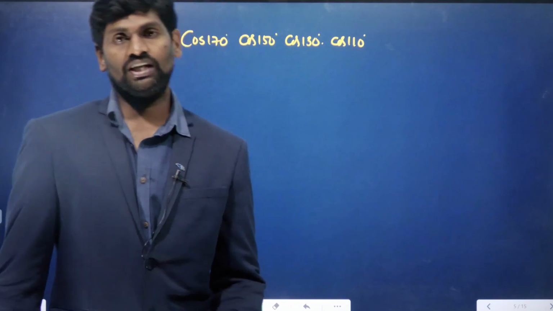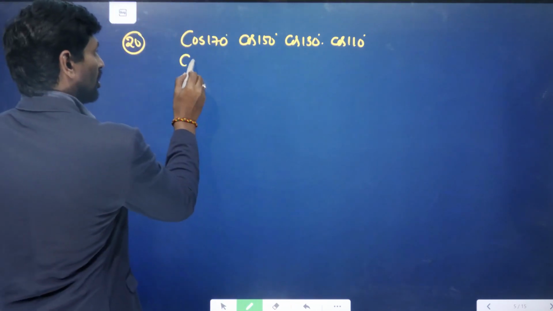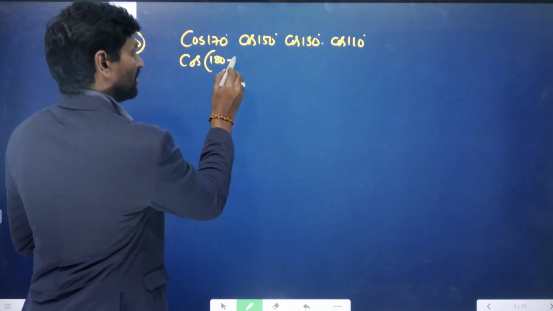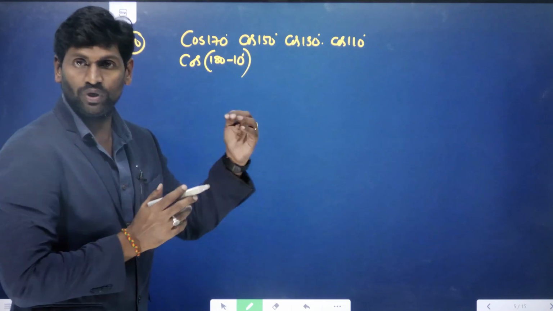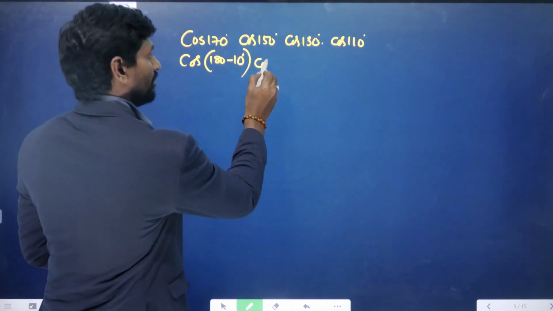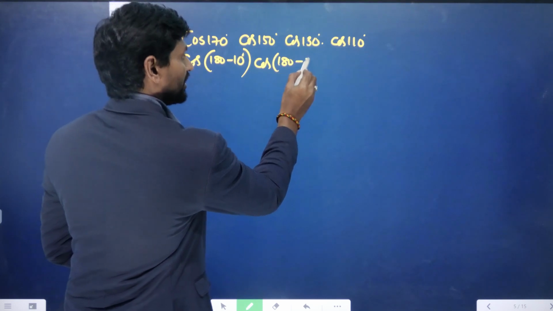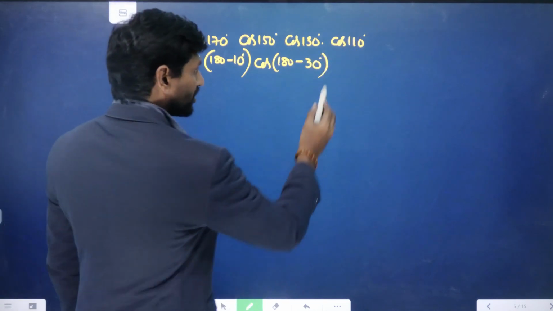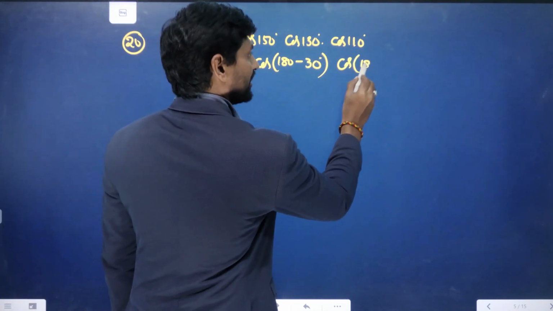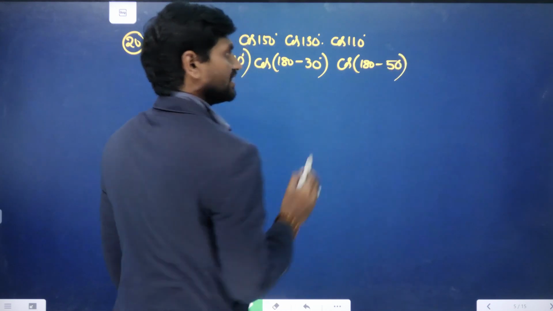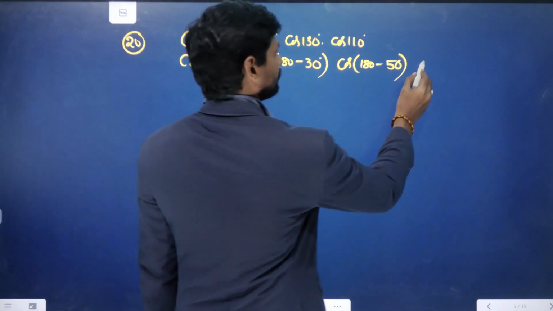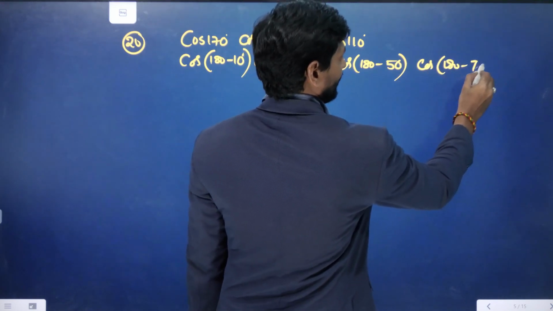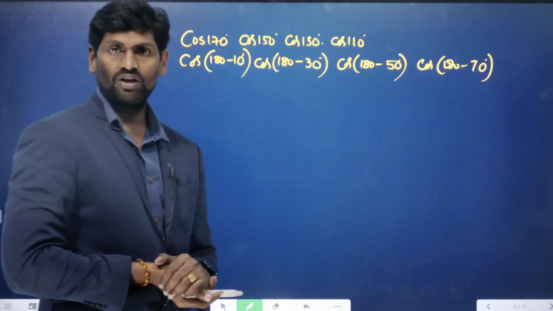Let us try to convert them. I am going to write 170 as 180 minus 10. Can I write like this? Yes. 150 I am going to write as 180 minus 30. Now this one, how can you write? Very good. It can be written as 180 minus 50 degrees. The last one, 180 minus 70 degrees. Okay now?